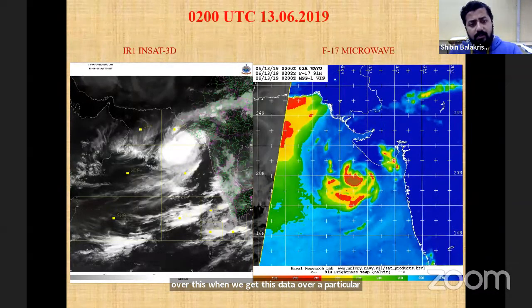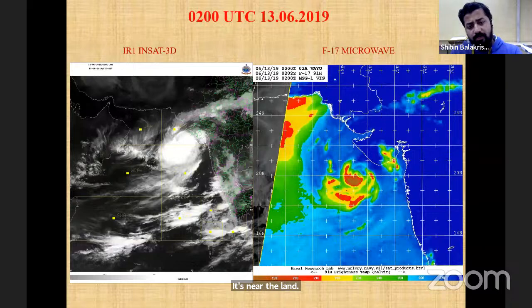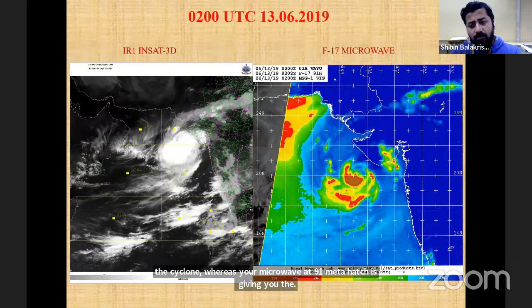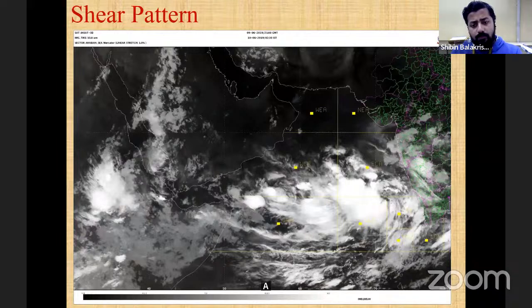So this is another image which I have taken comparing IR and the microwave data. Again, you can see this is the same system, which is near the land. You can see the IR information is not able to give you the center of the cyclone, whereas the microwave at 91 gigahertz is giving you a comparatively better signature of the eye. This is the shear pattern example which I'll show you.